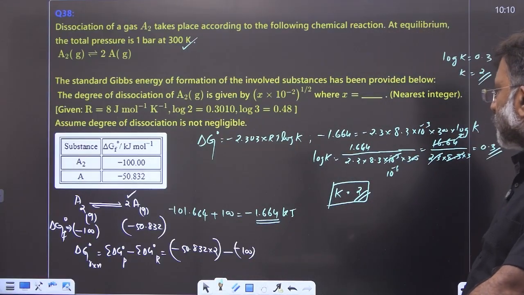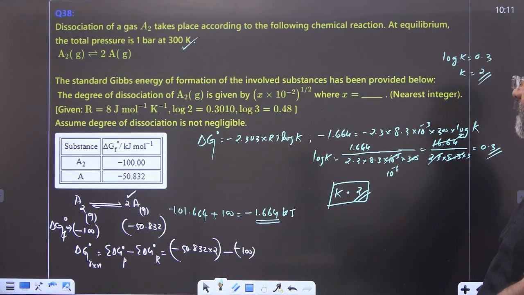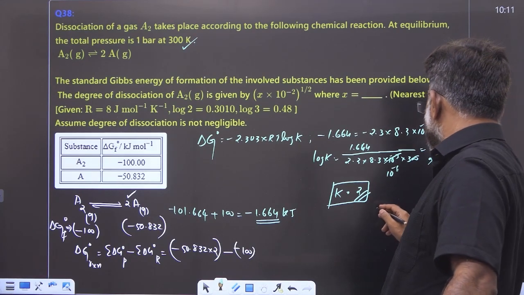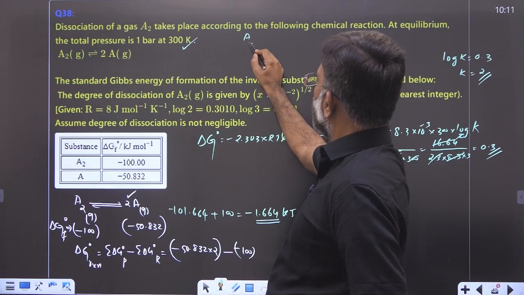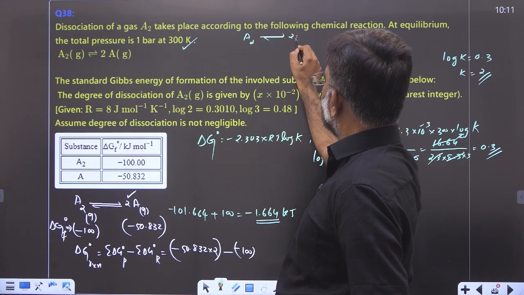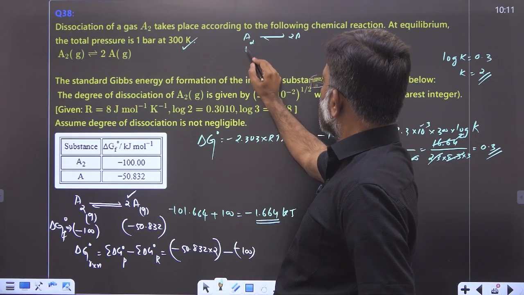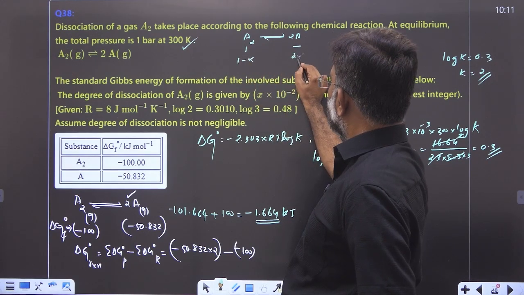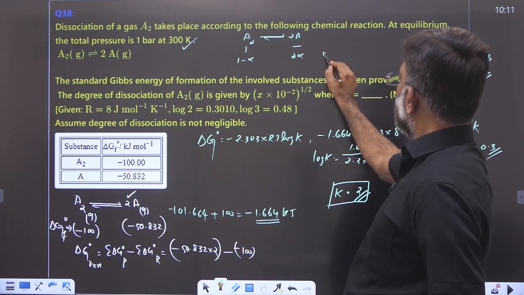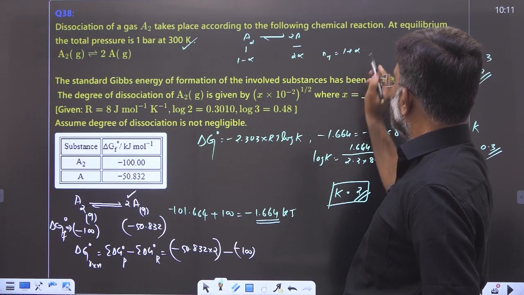Now that's okay. Once you get K, we can go for the calculation. What calculation? A2 gives 2A. Starting with 1 mole, ഇവിടെ 0, 1 minus alpha, ഇവിടെ 2 alpha. And n total will be 1 plus alpha.